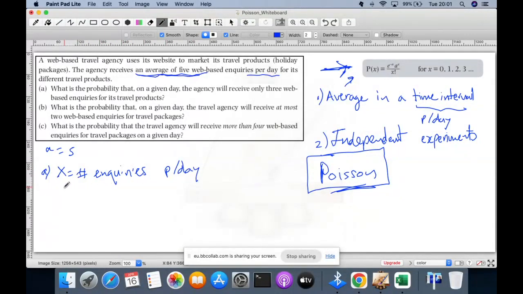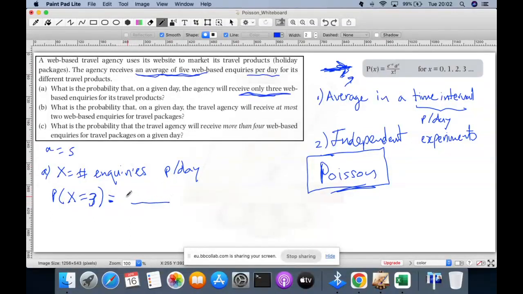Question A is asking us, what is the probability that X is 3? Only 3 web-based inquiries for its product. So they're asking us to work out the probability of X equals 3. And that's where we're going to use this equation. For this equation, you actually only need 2 values: your a and your x. Your e is actually in your calculator. It's a mathematical constant. So if you want to work this out, you just plug the values into your calculator using that equation.